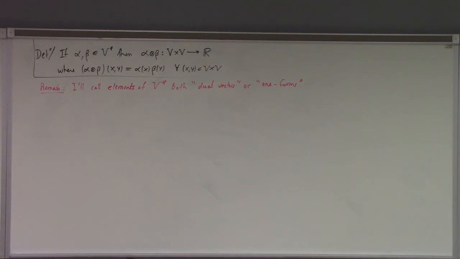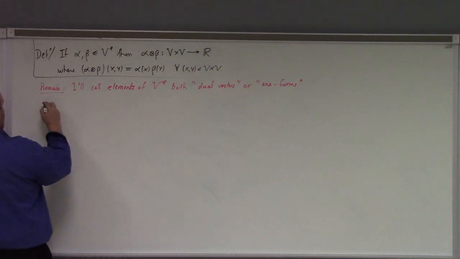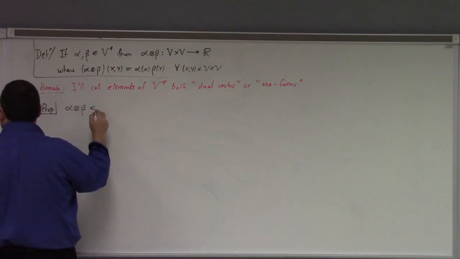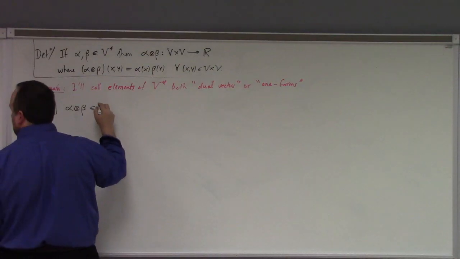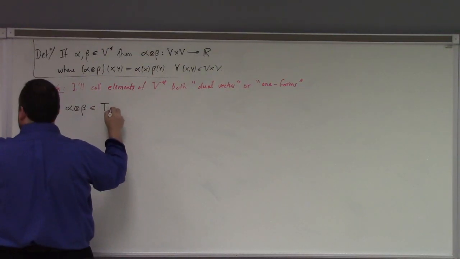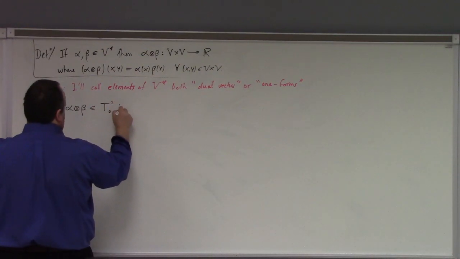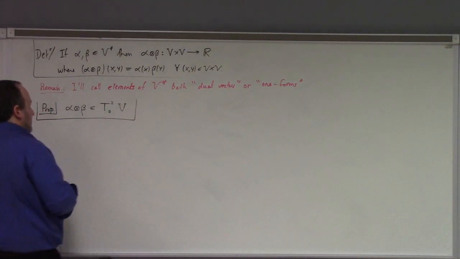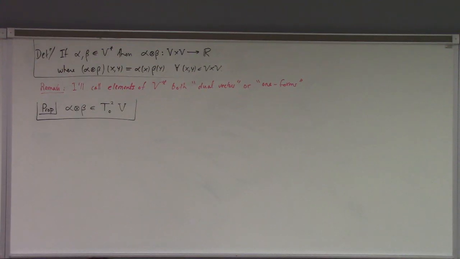Okay, so I've defined this thing. Here's my claim. Alpha tensor beta is in fact in T sub 0 upper 2 of V. In other words, I'm claiming that the tensor product of two one forms is in fact a bilinear form. Okay, so how do we check that?